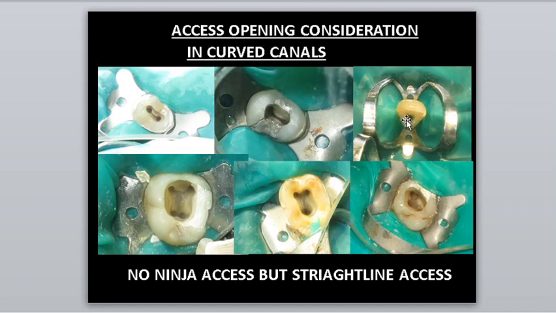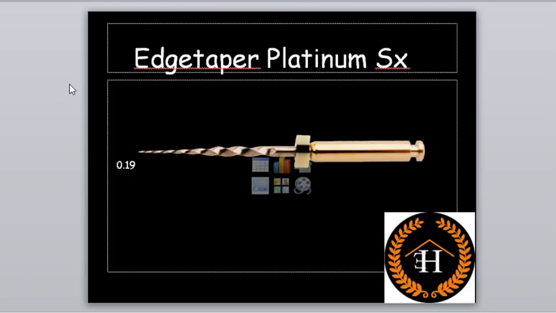Here also it's straight. This is a central incisor. Many times you find a middle mesial canal in this particular part of the tooth. Here also this is a straight line axis. This is an MB2.